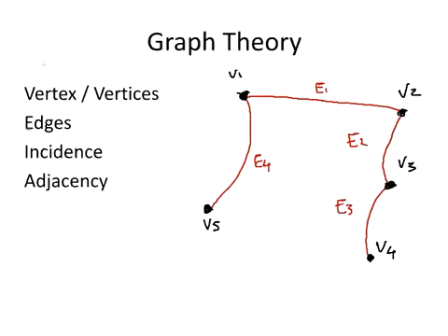A vertex is a location, or in other words, a stationary point on a graph. So in this particular example, V1, V2, V3, V4, and V5 are vertices. An edge is one of these lines that connects two vertices, and here they're depicted in red lines. For example, E1 is an edge.